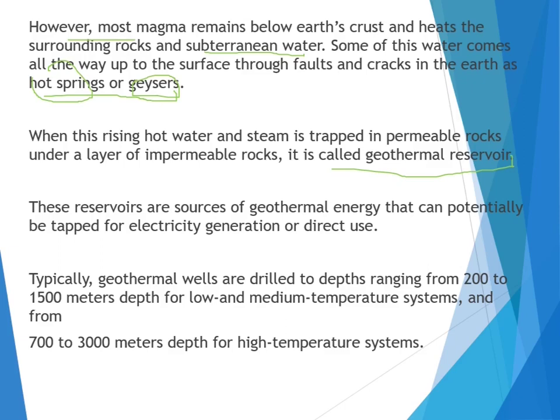Permeable rocks have interconnected pores which allow the passage of fluids. They form a good aquifer. What do you mean by aquifer? Aquifer basically holds water. It is a layer of rock which can hold water. These reservoirs are the source of geothermal energy that can potentially be tapped for electricity generation or direct use. Typically, geothermal wells are drilled to depths ranging from 200 to 1500 meters for low and medium temperature systems, and from 700 to 3000 meters for high temperature systems.